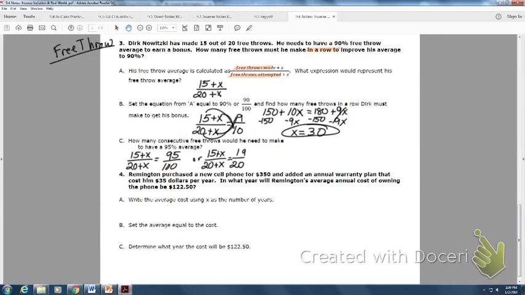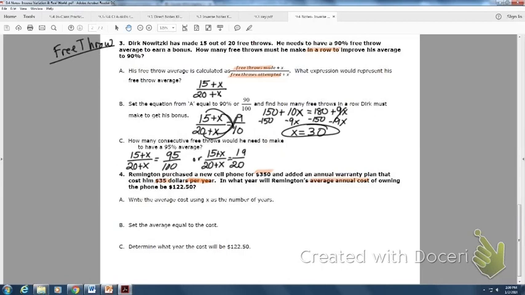So it says Remington purchased a new cell phone for $350 and added an annual warranty plan of $35 per year. In what year will Remington's average annual cost of owning the phone be $122.50? So that's what we're finding right there, the average annual cost of owning something. And as each year goes by, your average annual cost is going to decrease because you've had it for 1 year longer.